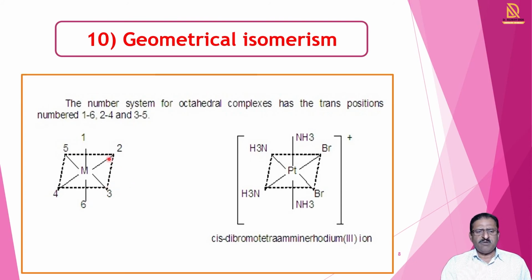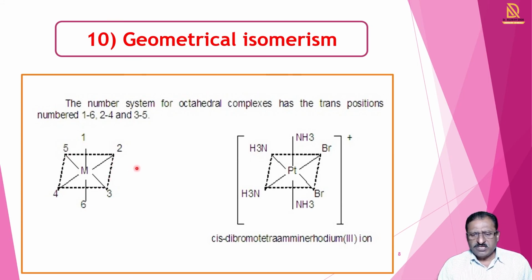If position number 1 and 2 contain the same type of ligands, then such positions are called cis positions. And if position number 1 and 6 contain the same type of ligand, then those positions are called trans positions. And accordingly, we give the names. Sometimes positions number 1, 2, 3 contain the same type of ligand, and 4, 5, 6 contain a different type of ligand, then that is also called cis.